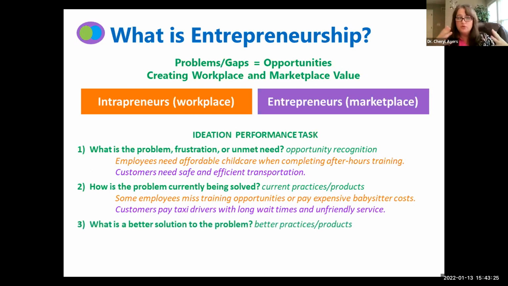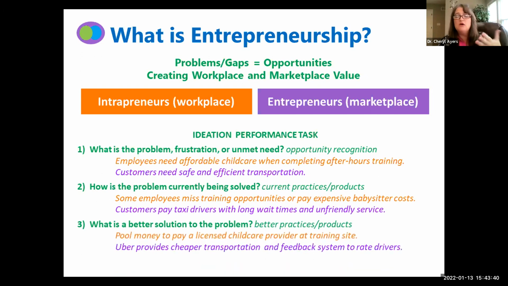And so here's where the entrepreneurial juices get flowing. Okay, so what could we do to solve the problem better to help people out? When we talk about being an entrepreneur and using these entrepreneurial skills, maybe it's okay, let's pay a licensed childcare provider to come and be on site, and we bring our children and we pay that person, we pool our money, and now we've got quality childcare. And don't we wish we were all Uber to come up with that whole system of better, more reliable transportation?